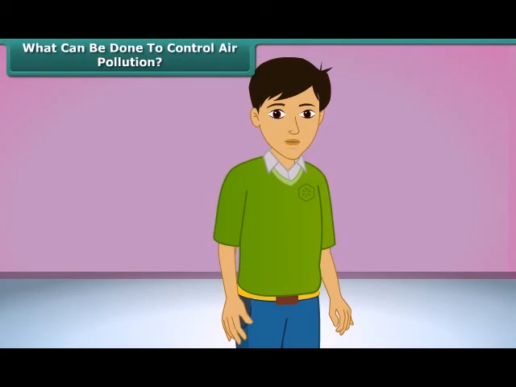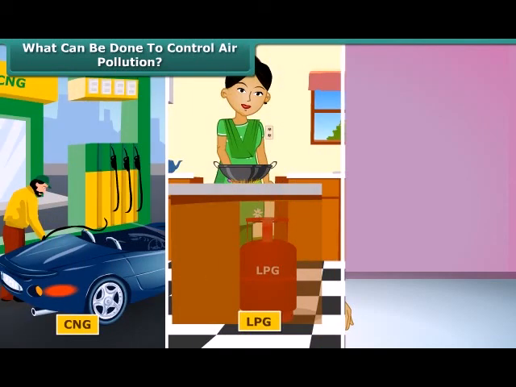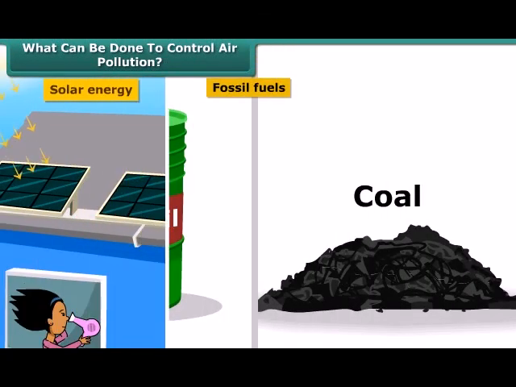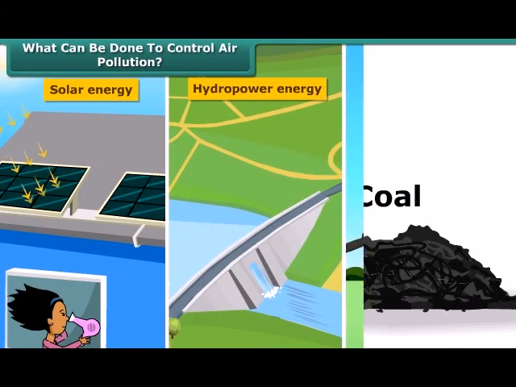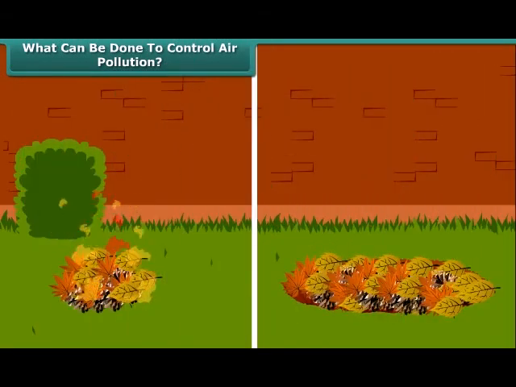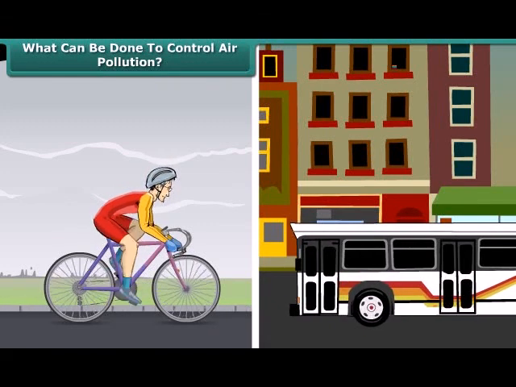Students, can you tell what we should do to reduce air pollution? There are many things we can do. We can use clean fuels such as CNG, LPG, and unleaded petrol. Instead of fossil fuels, we can use solar energy, hydropower, and wind energy. We can also plant new trees. Rather than burning the dry leaves, we can put them in a compost pit. We can walk more, switch over to bicycles for covering small distances, and use public conveyances.